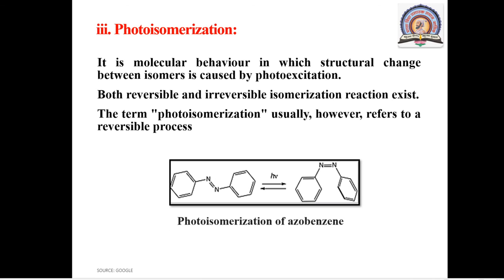So this is the photoisomerization of azobenzene. This is the molecular behavior of azobenzene, in which structural change occurs. This is the isomer. After absorption of light, the structure changes to this one. This is the starting structure; on absorption of light, it undergoes photoisomerization and changes like this. It only shows the structural changes between the isomers by absorption of light.